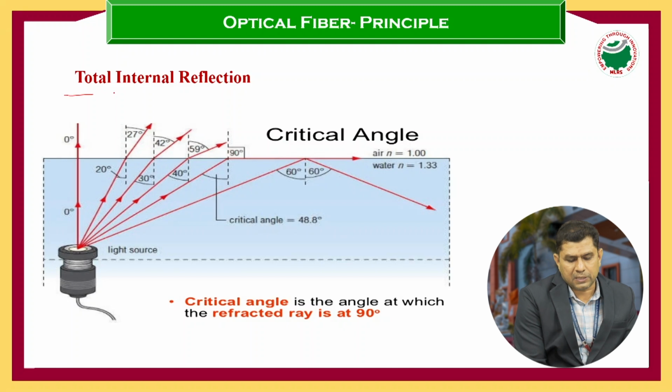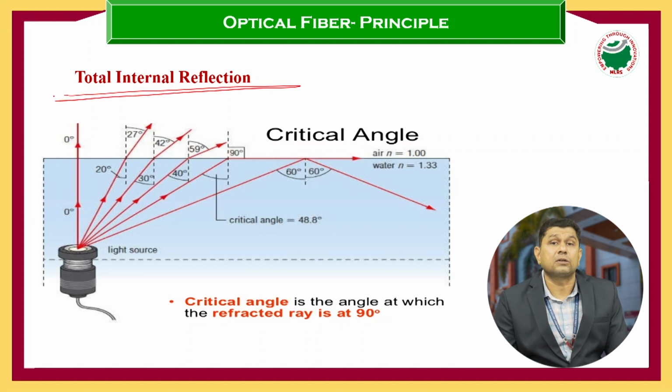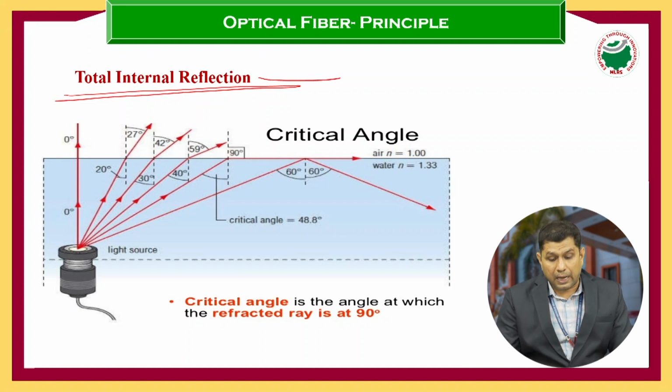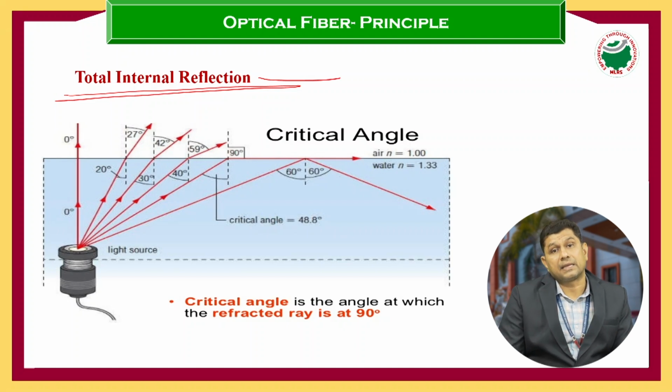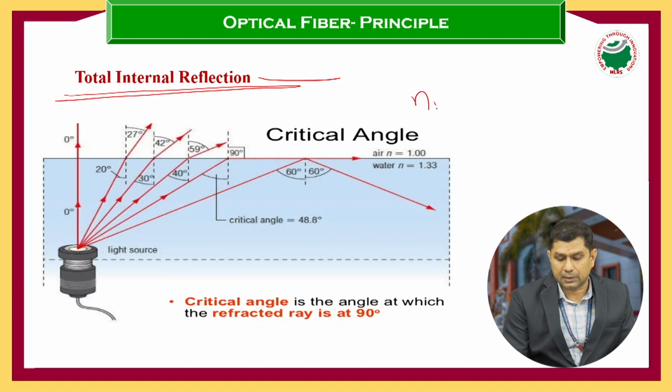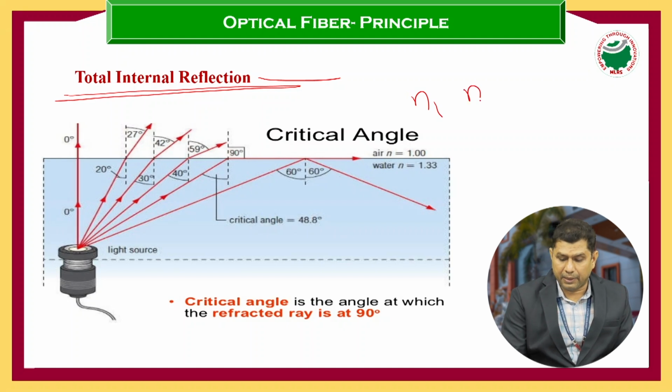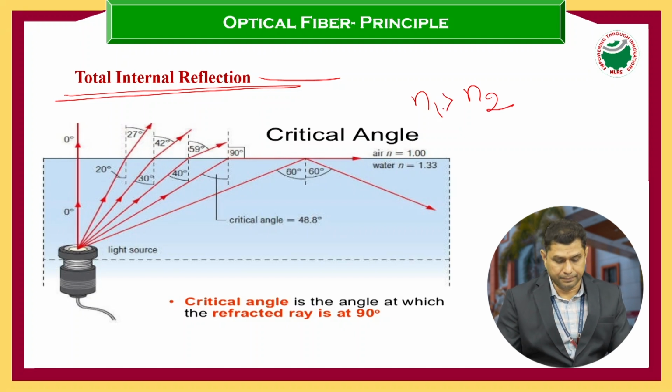The basic principle of the optical fiber is total internal reflection. To get total internal reflection, the light must travel from denser medium to rarer medium. Already I discussed that the medium having high refractive index is called denser medium. The medium having low refractive index is called rarer medium.